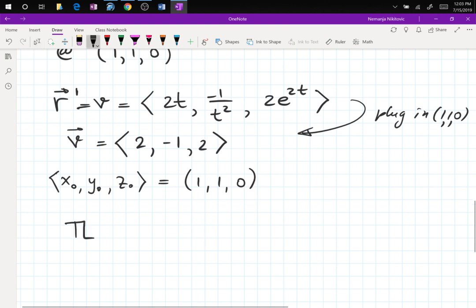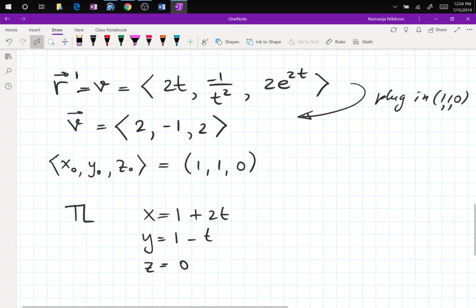I can put the tangent line together, which is x equals x0, that's 1, plus 2t. Y equals y0, that's 1, right? That's the y0 right there, and then minus t. And the z is equal to 0, all zeros, so just a big fat 0. There we go. That's the tangent line.